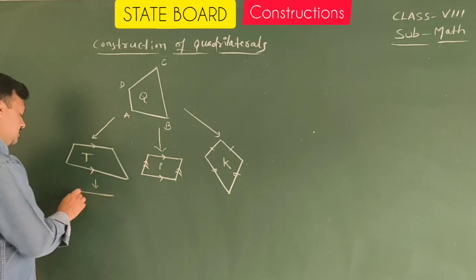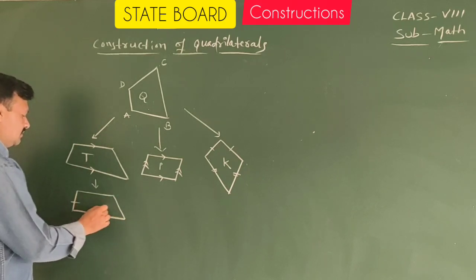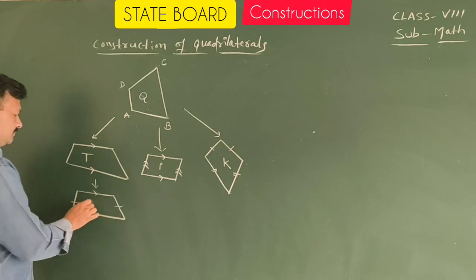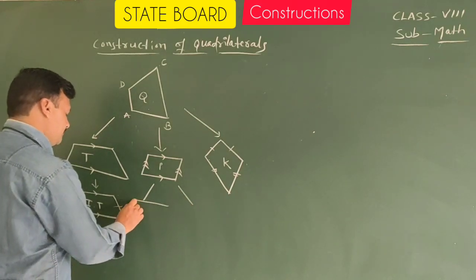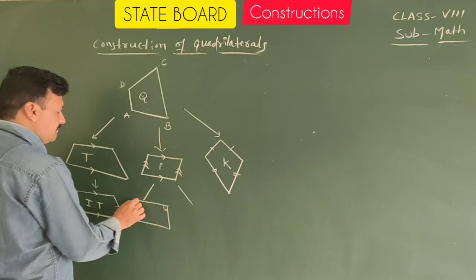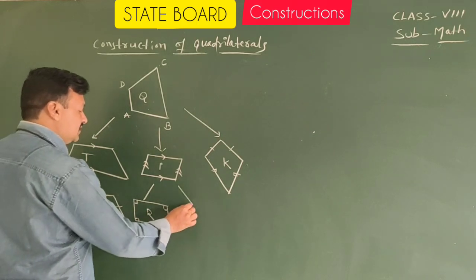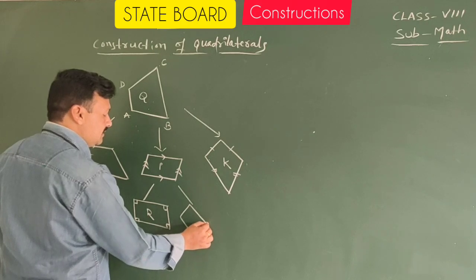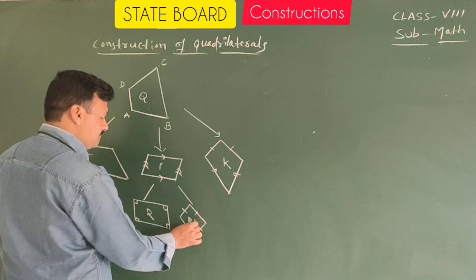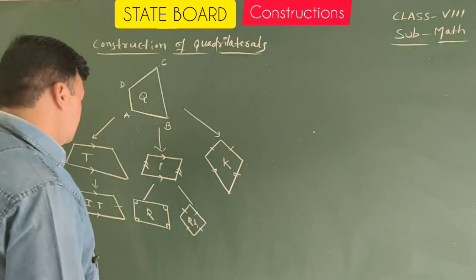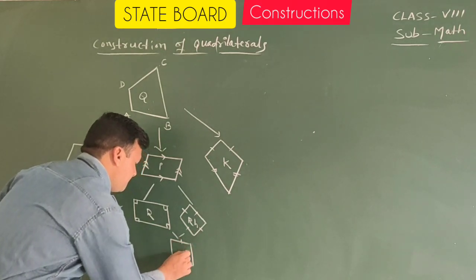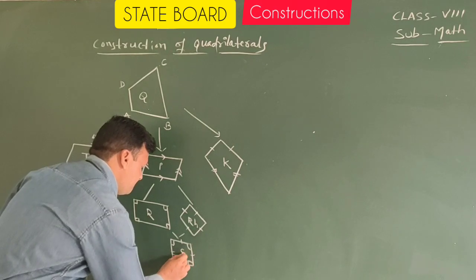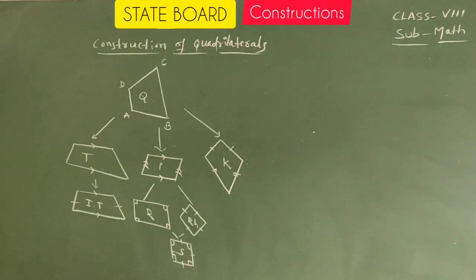Trapezium is further converted into isosceles trapezium if the non-parallel sides are equal. Parallelogram, with respect to angle property, rectangle. With respect to side property, rhombus. Okay. Next, we have square also. This is the complete flow chart of types of quadrilaterals.